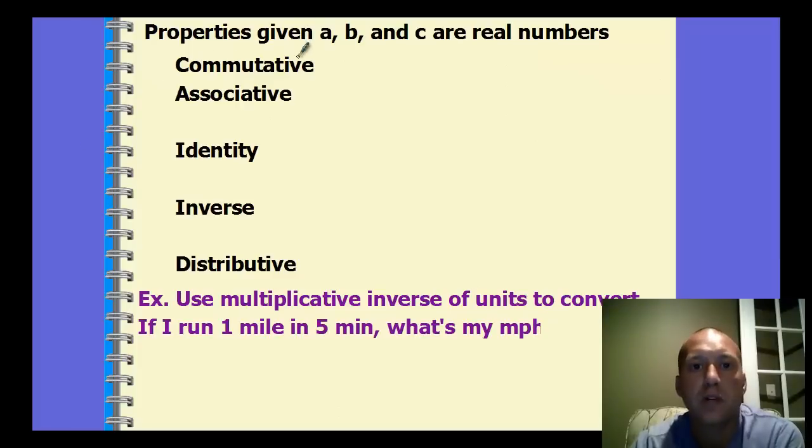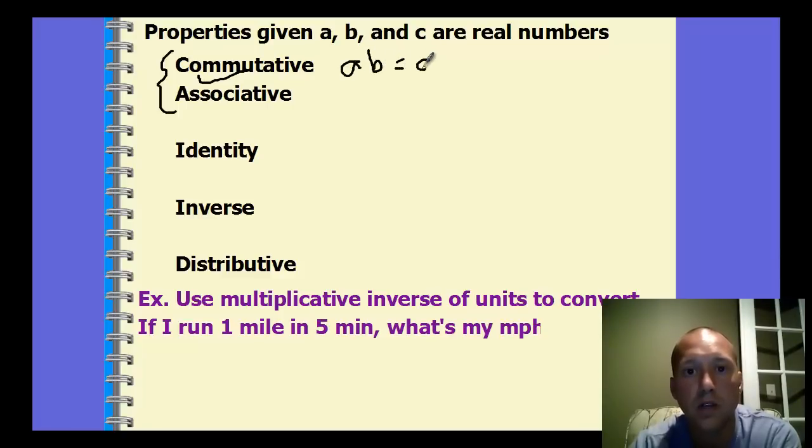So some more properties we know. We have a, b, and c are real numbers. We have these two properties which kind of mean the same thing to me. The difference is commutative uses two numbers, so I think of two m's, two numbers. So we have a times b equals b times a. The order does not matter. It also works with addition. So you can flip the order, it still works.